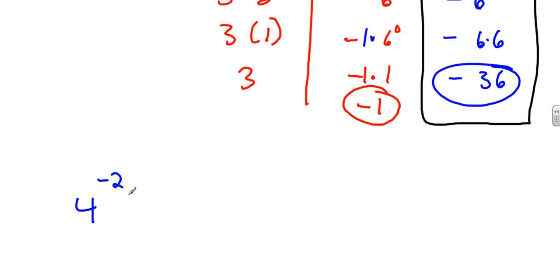Let's say you do 4 to the negative 2 power. That should get you 0.0625. Everybody get that?